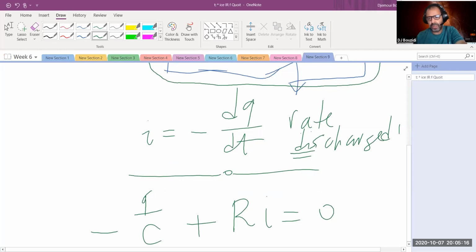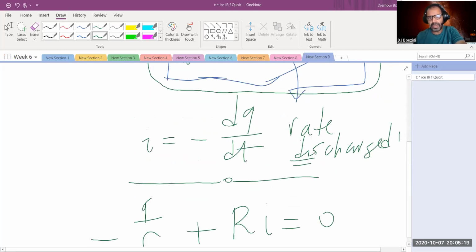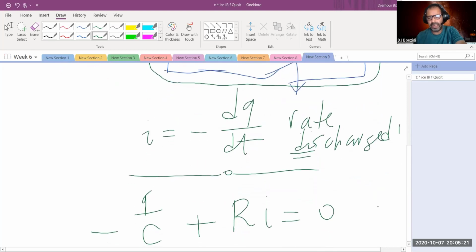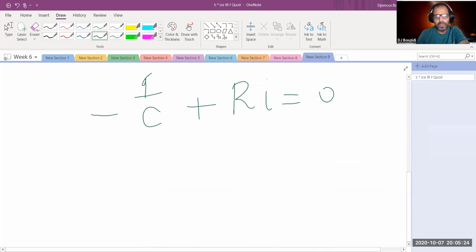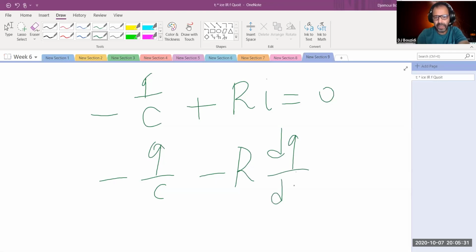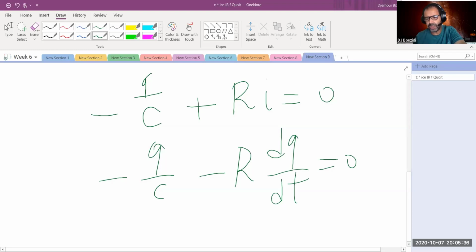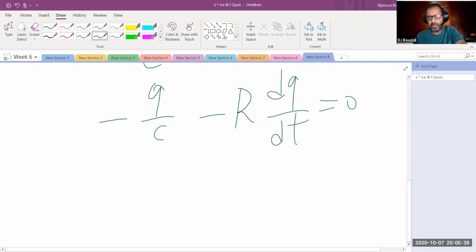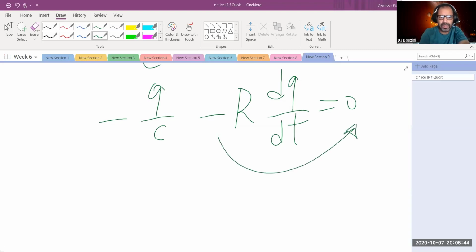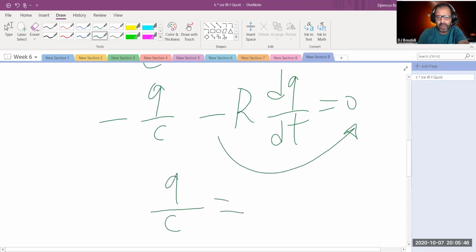If you agree with me in this equation, then we're in business, because I have already I equal to minus dQ over dt. So this equation becomes minus Q over C minus R times dQ over dt, and the whole thing is equal to 0. Obviously, since I have a negative sign everywhere, I'm going to just rearrange my equation. If I take this side to the opposite side, I will have negative Q over C equal to R dQ over dt.